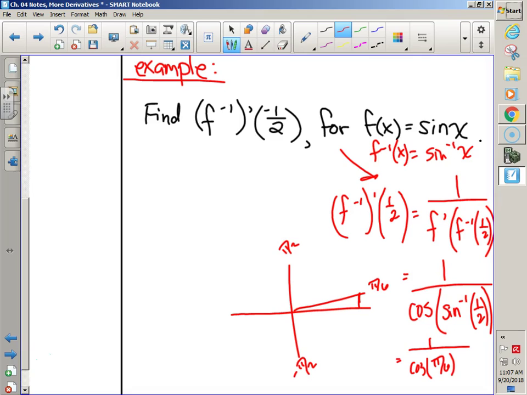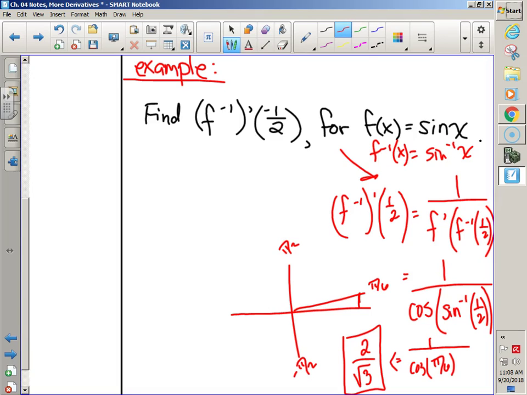So pi over 6 is what needs to be plugged into cosine, which is what we know. We know angles need to go into trig functions. Values need to get plugged into inverse trig functions. So 1/2 goes into sine inverse. That pops out the angle of pi over 6. We can plug that into cosine. Well, isn't that just 1 over root 3 over 2, which is 2 over root 3? Or 2 root 3 over 3.